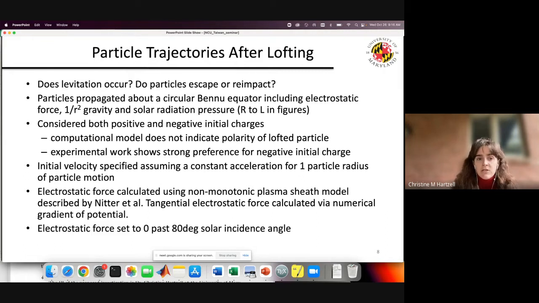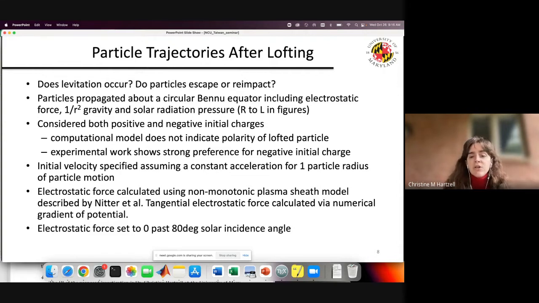then solar radiation pressure. We consider both positive and negative initial particle charges because we don't know the polarity of the particle charge when it detaches from the surface. So the computational model does not specify if the particle should be positive or negatively charged. Experimental work suggests that most particles are negatively charged when they're lofted. So we explore both options.